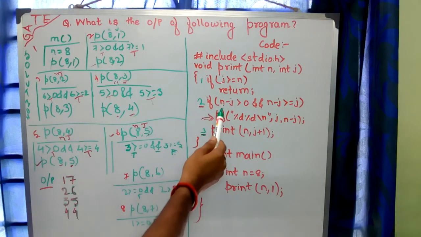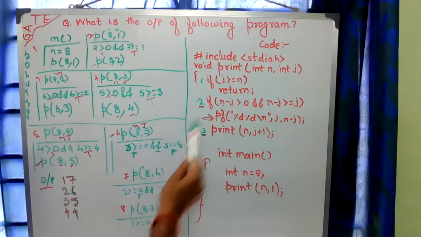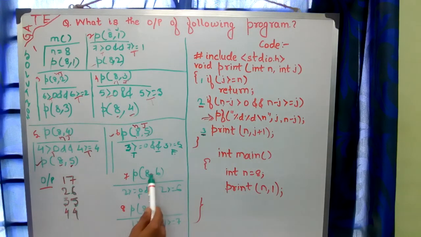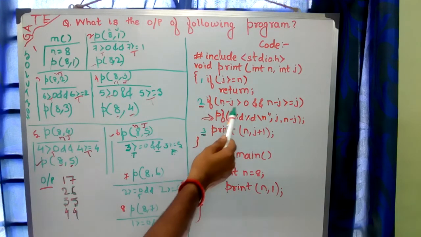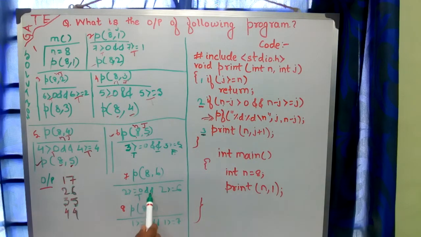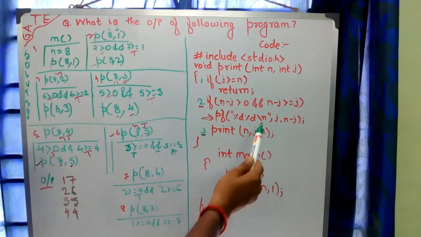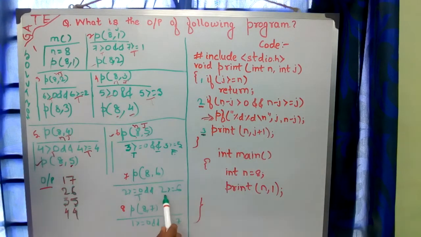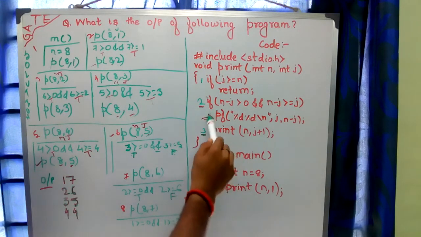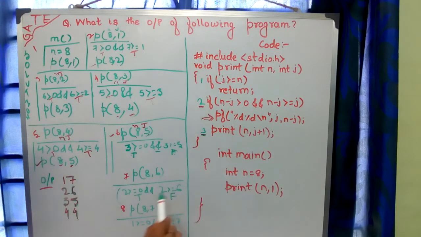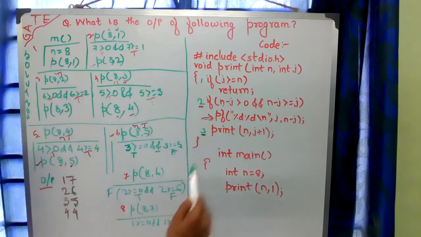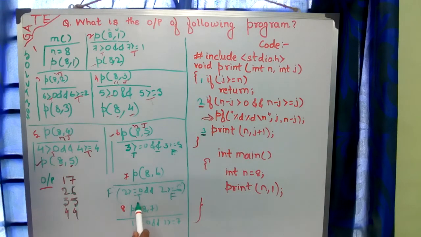Now the second step, n is 8 and j is 6 in this case. So 8 minus 6 is 2. 2 is greater than or equal to 0. Yes, this is true. And the second part, n minus j, in this case 8 minus 6 is 2 and 2 is greater than or equal to 6. This is false. So again this printf statement will not be executed. On the whole, this is false. Now this will call 8 and 7. So print 8, 7 will be called.